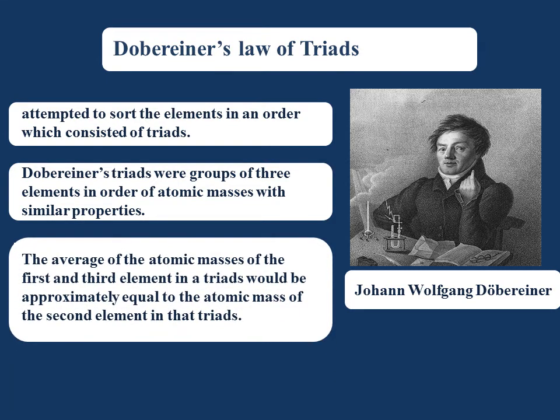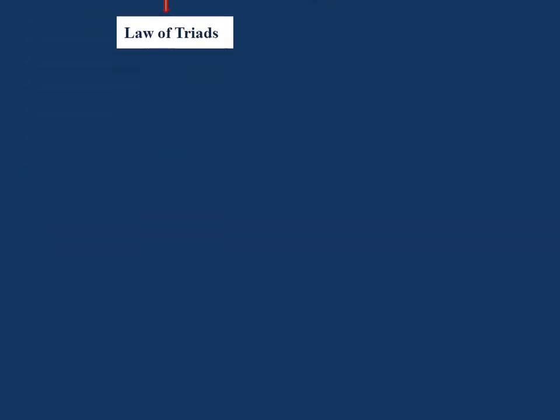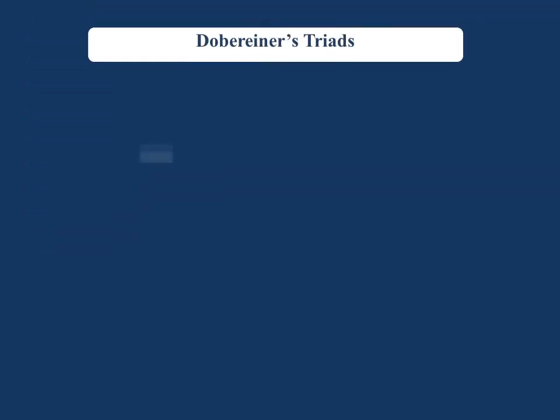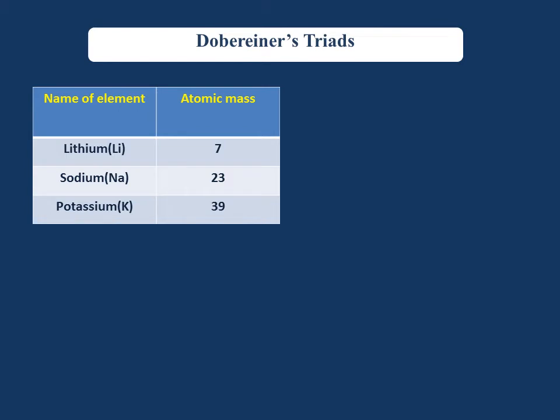He stated that the average of the atomic masses of the first and third element in a triad would be approximately equal to the atomic mass of the second element in that triad. And this is stated as the law of triads. Let us understand some examples. The first example is lithium, sodium, and potassium.